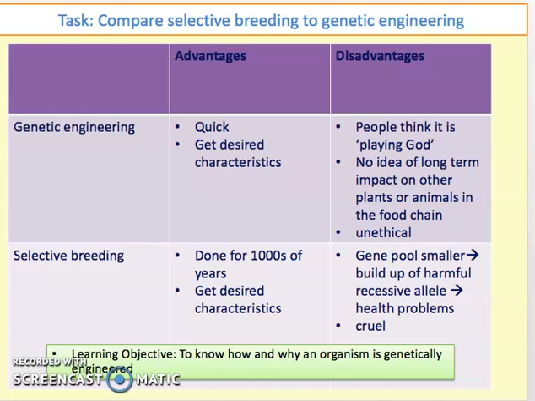Okay, right. I'm going to leave this screencast here. So please, rewind it if there's anything you'd like to go over again. Pause it, go over the questions. You will also have some exam questions attached to this email that you can have a go at, which you can do following this work on genetic engineering and following the work on selective breeding.